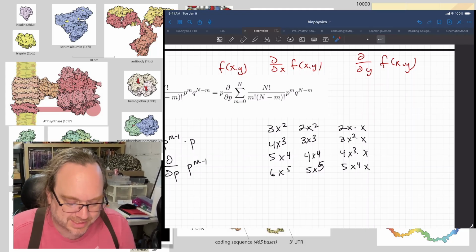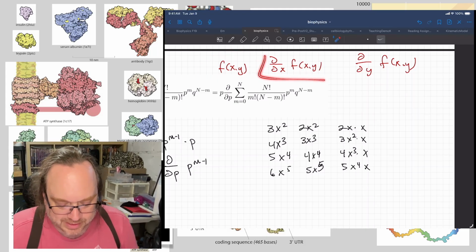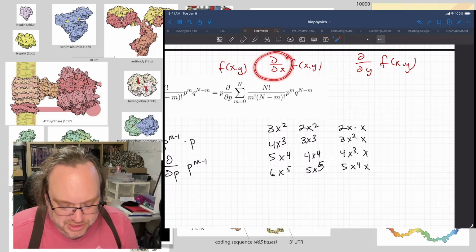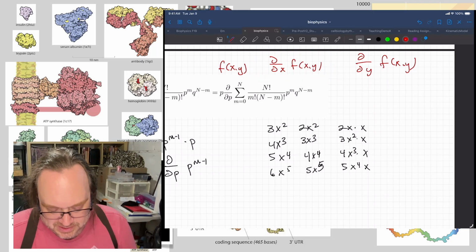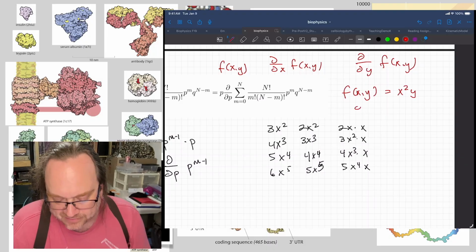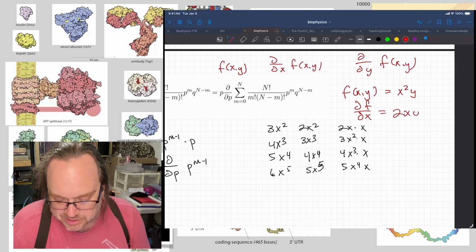So when I want to take the derivative of a function of two variables, and I only want to look at how one of them changes, I do what's called a partial. And that partial says treat the other variable as being constant. So let's imagine f of x, y is equal to x squared y. If I take the partial of f with respect to x, what I'm doing is saying only x is changing, treat y like a constant, and so what I would then get is 2xy.